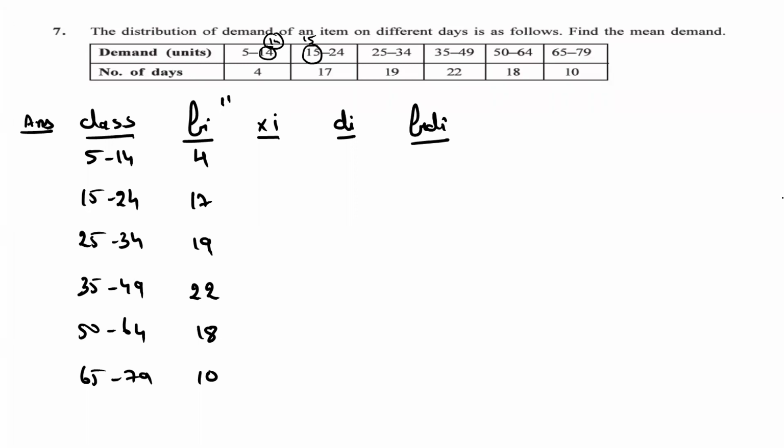Now, roll number 63, Aditya. How do you find the XI of this particular class? The class is 5 and 14. How to find XI? 5 plus 14 divided by 2. How much are you getting? 9.5. Right.